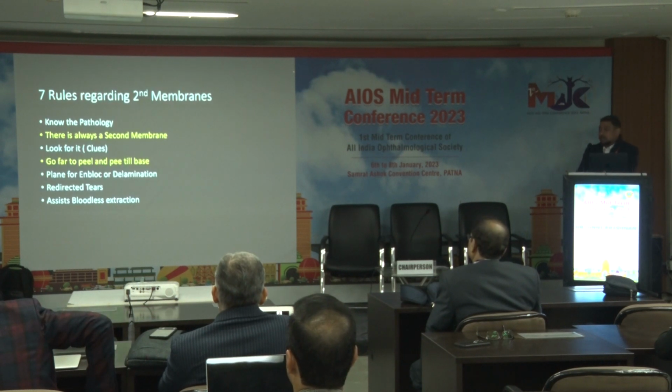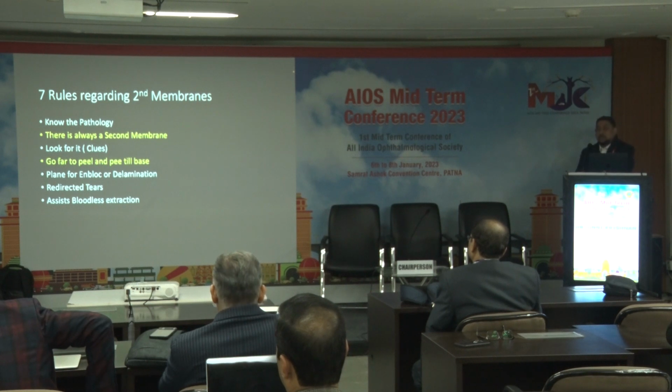So to summarize, again, I say know the pathology. It's a thin vitreoschisis membrane. There is always a second membrane. It may be extending to a large area, or it may be just at the edge of the polyp. Look for it by clues, sheen over the blood vessels, and traction while pulling the membrane. Go far to peel it and peel it to the base of the diabetic TRD.